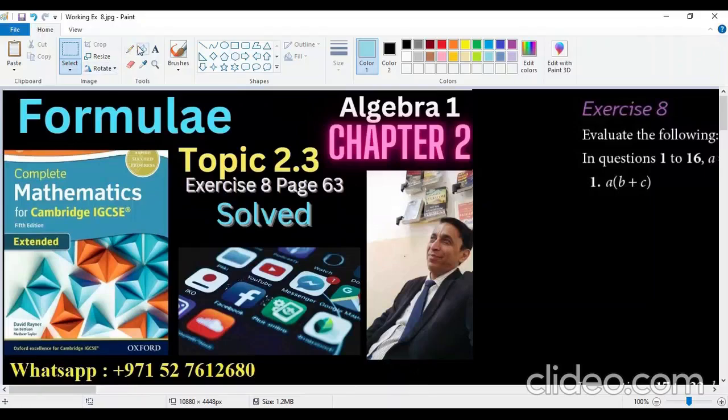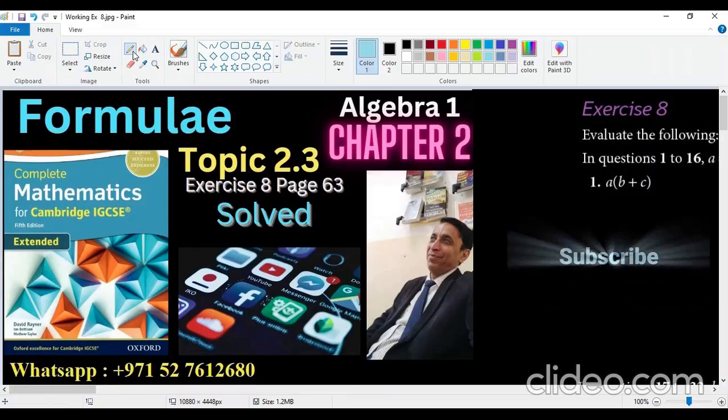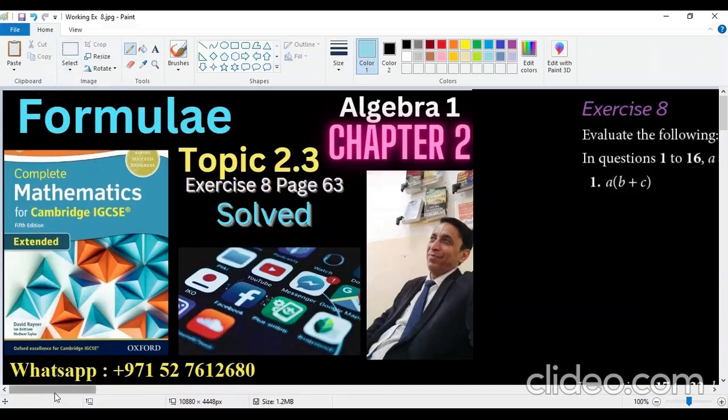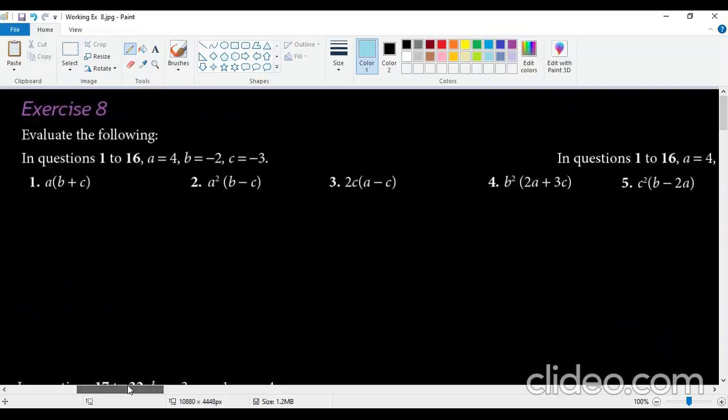Hello everyone. Exercise 7 is done in the previous video. This is exercise 8 that you can find on page 63 if you have a textbook with you. In case you do not have this book with you, I can provide you a PDF of this book on the number provided. This exercise is a bit different from exercise 7, as you know very well. In exercise 7 it was evaluate the questions, but in here not only evaluation will be done, first simplification or making a formula is going to be done.